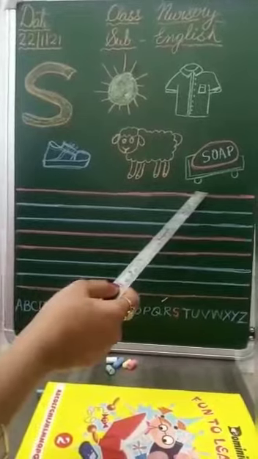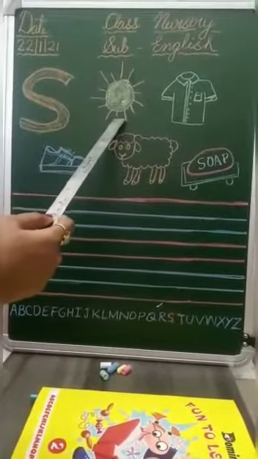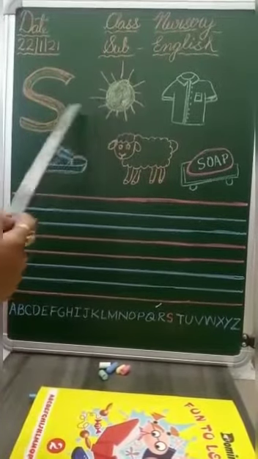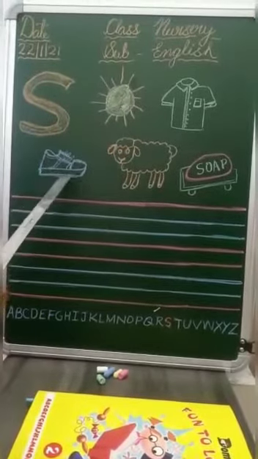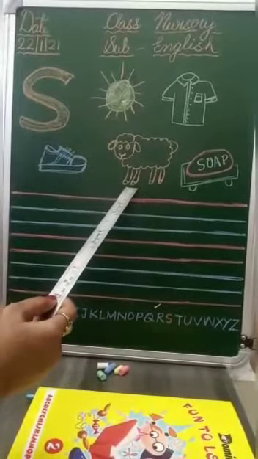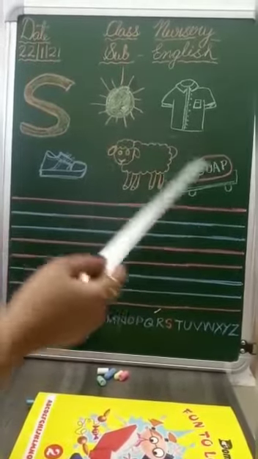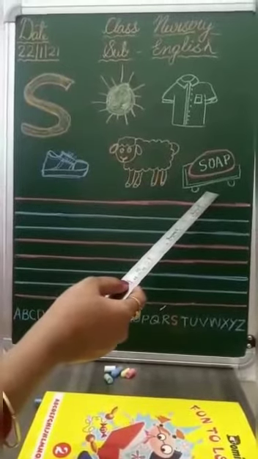Kids, repeat with ma'am. S for sun, sa, sun. S for shirt, sa, shirt. S for shoes, sa, shoes. S for ship, sh, ship. S for soap, sa, soap.